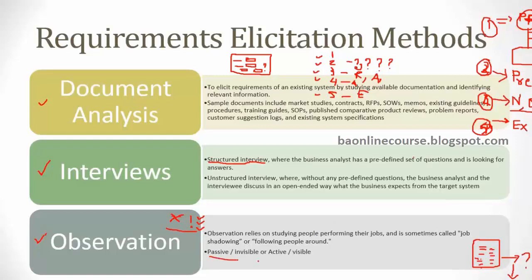So broadly, there are 2 types of observation: active and passive. Active means the SME is dedicatedly demonstrating the product, the functionality to you, right? So he's only explaining the functionality just for you, right?